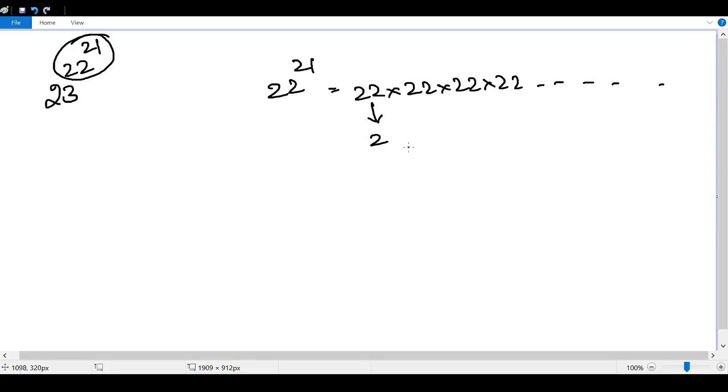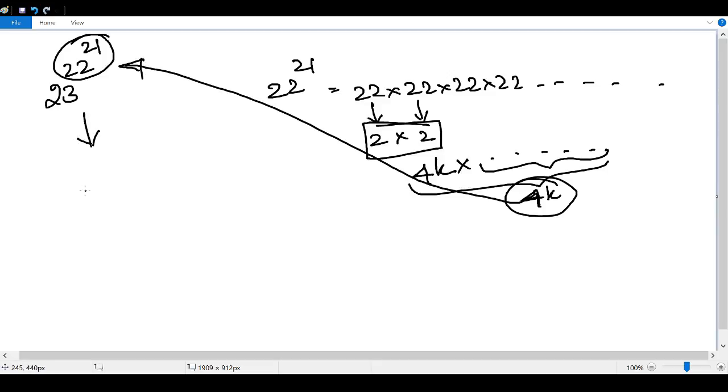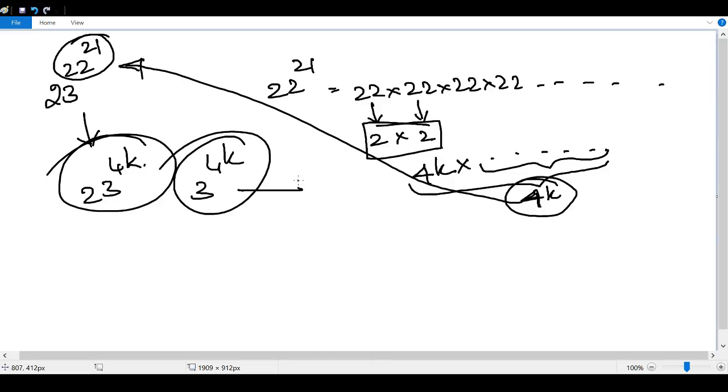This is a multiple of 2. This is a multiple of 2. Automatically I have got this to be a multiple of 4. Now whatever I keep multiplying this with, the result will remain a multiple of 4. So when the result remains a multiple of 4, 23 power 22 now straightforwardly becomes 23 to the power of a multiple of 4, which is 3 to the power of a multiple of 4, and that means the unit digit is 1.